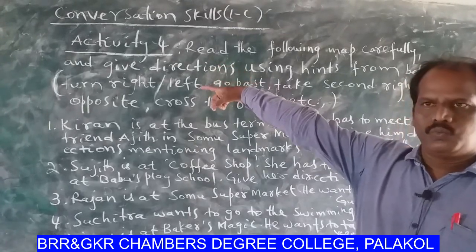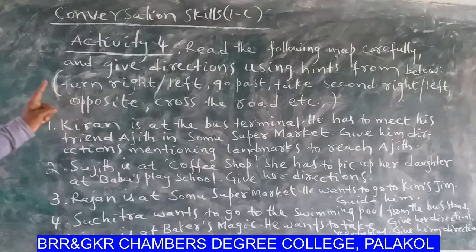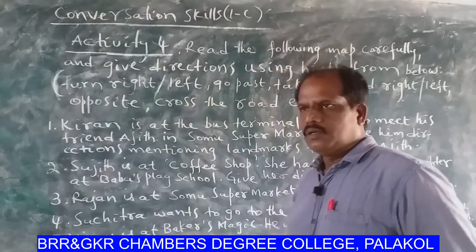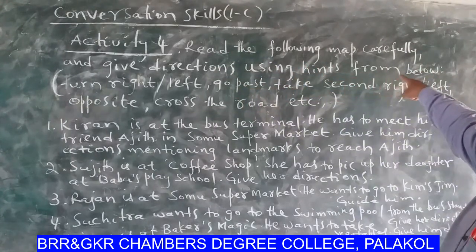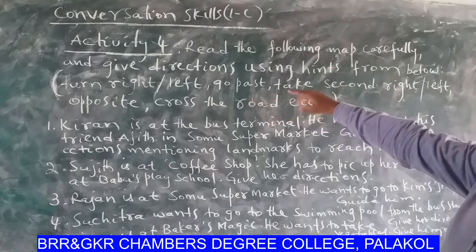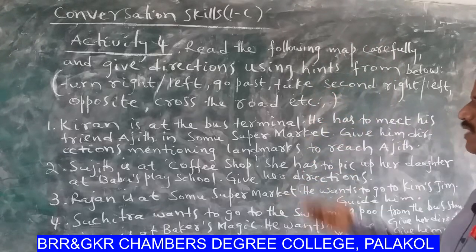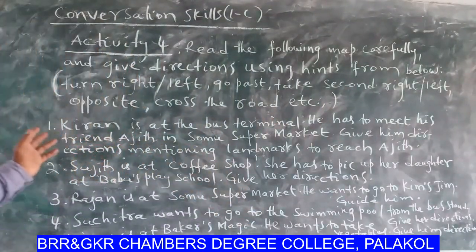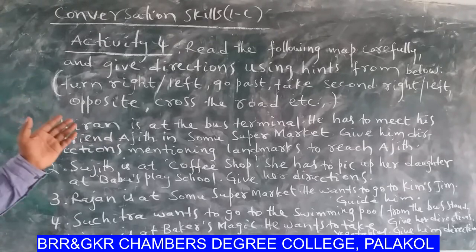Just now we discussed the map and the landmarks in that map. So with the help of those landmarks on the map, we can locate different locations. So basing on that, we can do activity 4. What does activity 4 tell us? Read the following map carefully and give directions using hints from below. So there are some hints below. Using those words, we can answer these questions. 5 questions are there asking us to find the direction. So see here now. Turn right or left, go past, take second right or left, opposite, cross the road, etc.